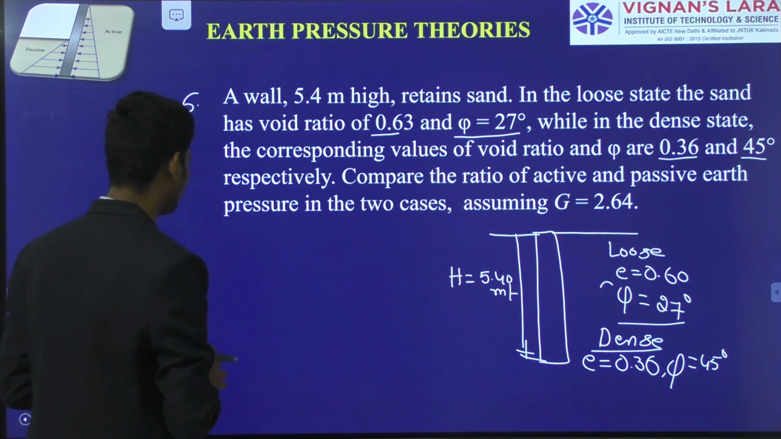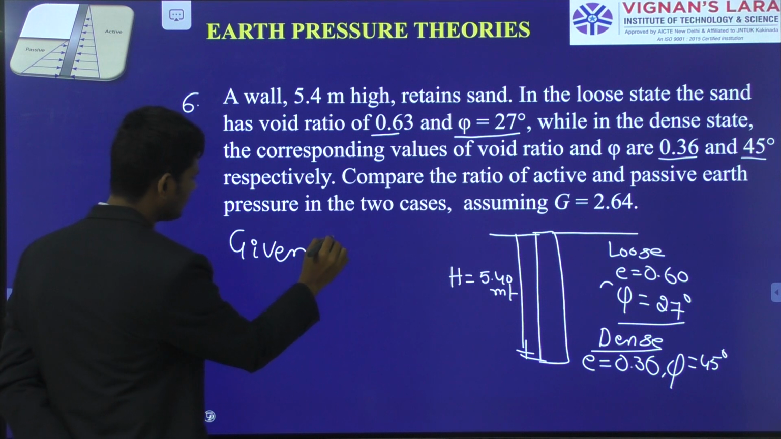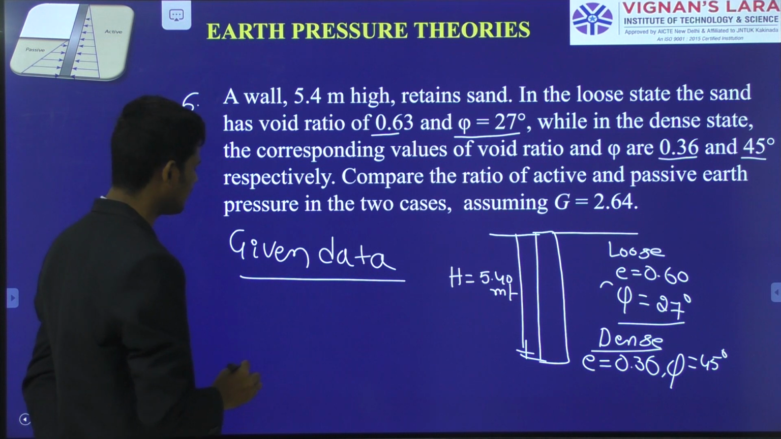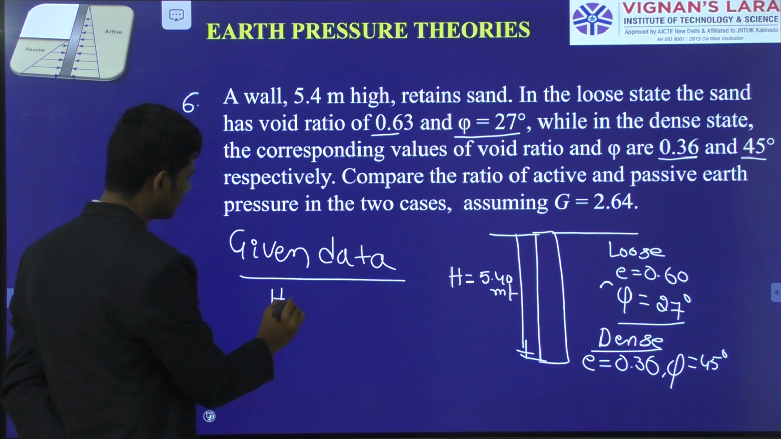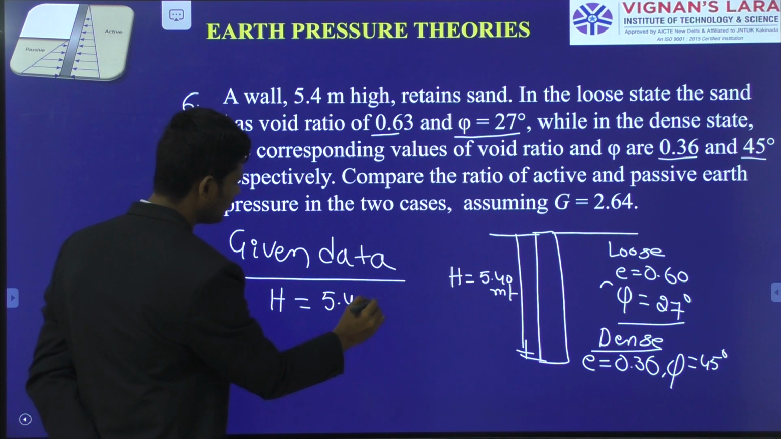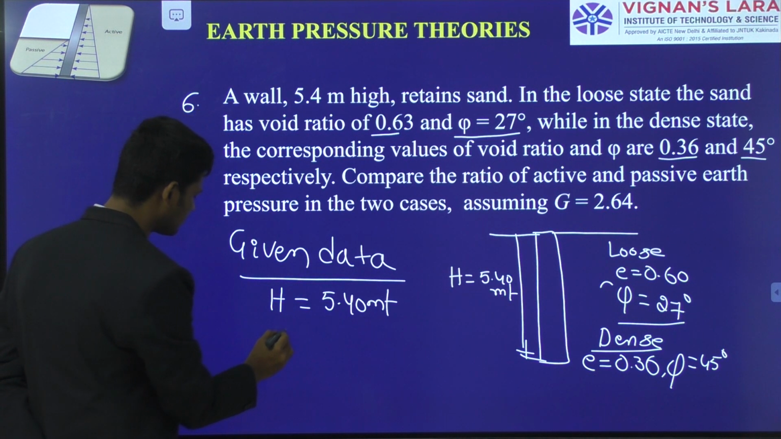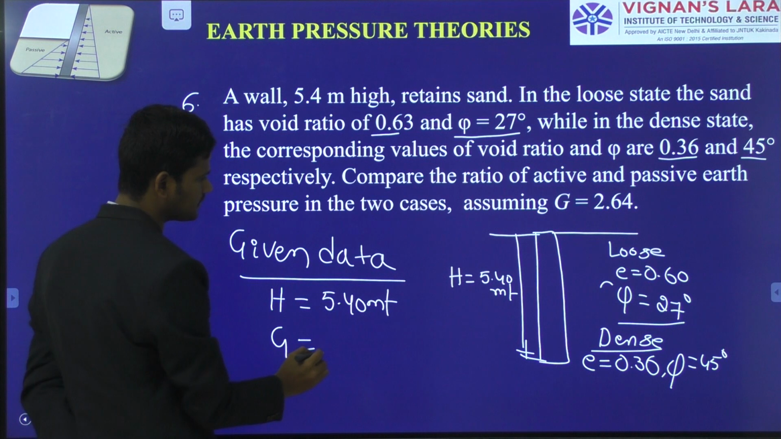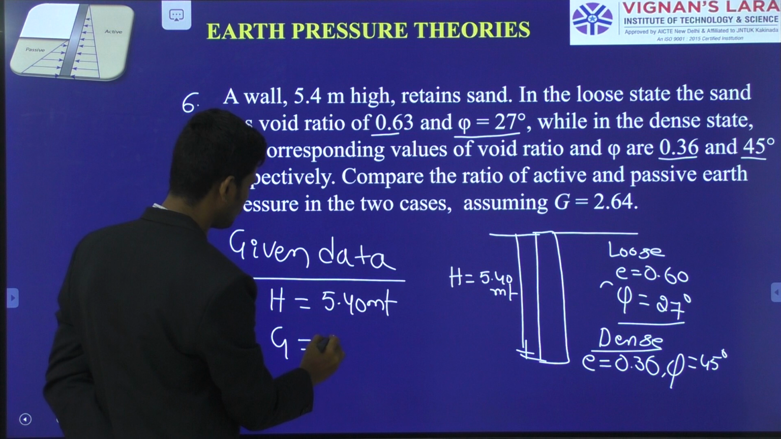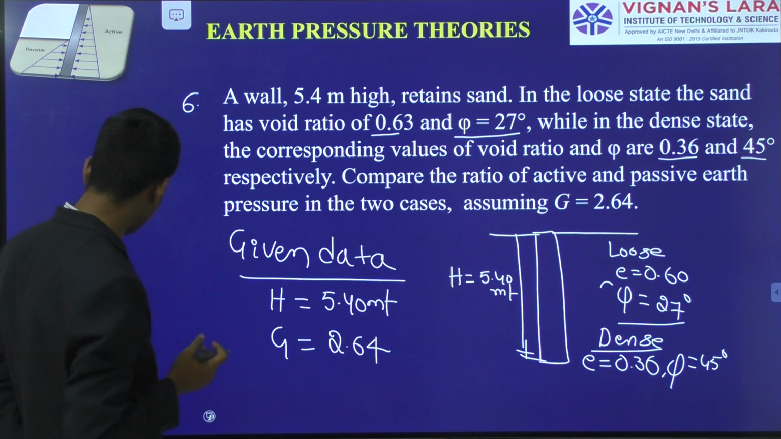Okay, we'll write the given parameters. First I am writing the given data. Again we have the height of the wall, H equal to 5.40 meters. Next, common data: specific gravity of the soil G equal to 2.64.